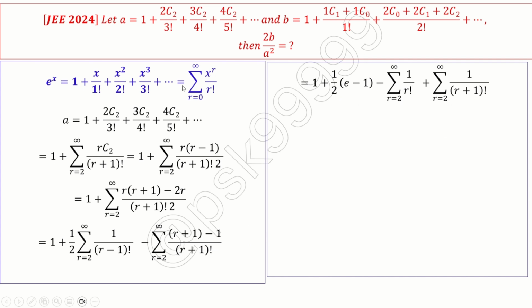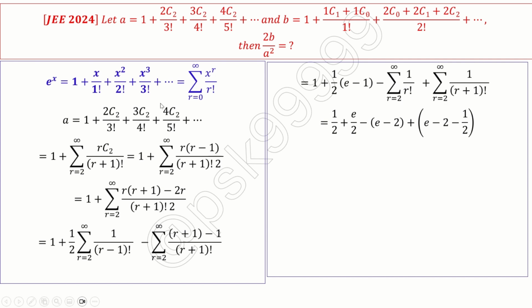Okay, now again compare this with your e power x. Here it is starting with 1 by 2 factorial. That means two terms are missing. So e minus 1, and this also becomes 1 if I substitute x equal to 1. So 2, e minus 2, this is minus e minus 2.